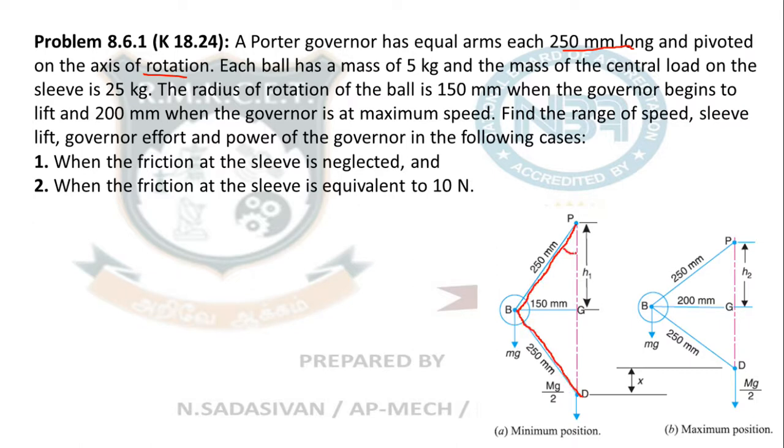Which means what? Alpha is equal to beta. Therefore, q is equal to 1, since q is tan beta by tan alpha, and since alpha is equal to beta, q will become 1.